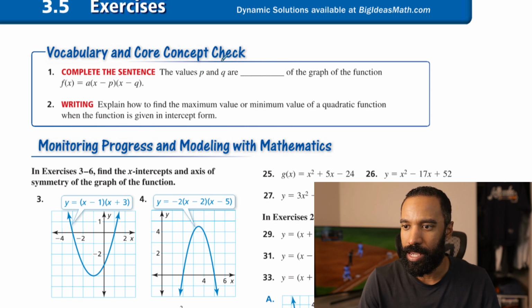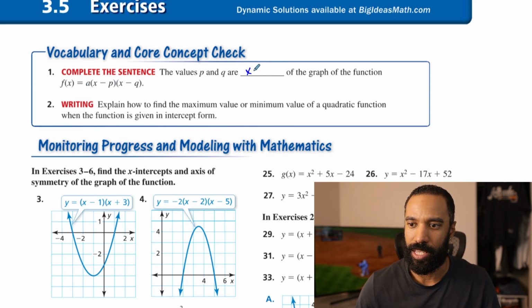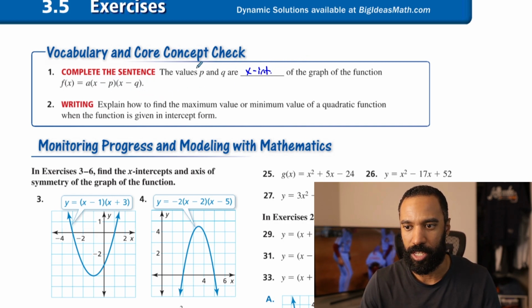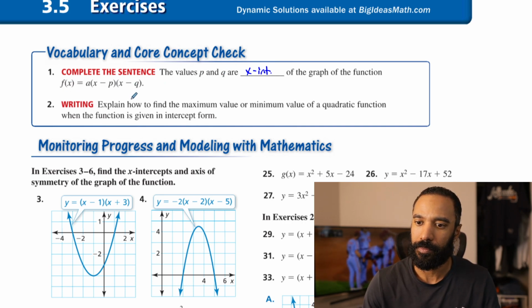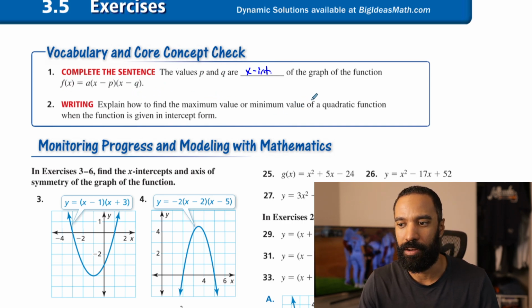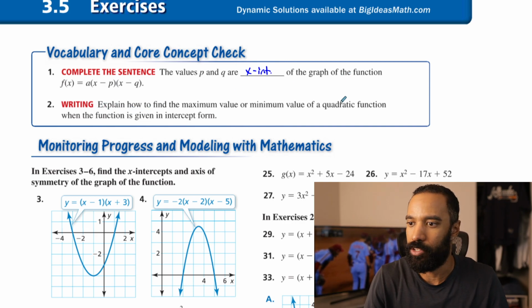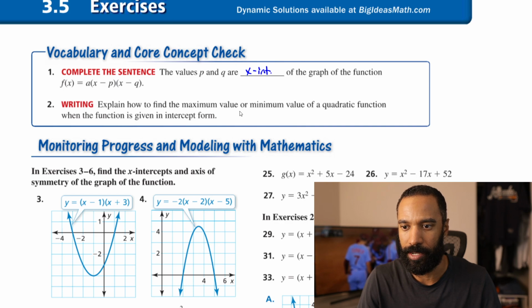The values p and q are blank of the graph of the function here. They represent x-intercepts of f of x equals a times x minus p times x minus q. P and q. When you set that equal to 0, boom, we're there. Explain how to find the max or min value of a quadratic function when the function is given in intercept form. Okay, there's not much room for me to write on here. I'll just go ahead and type this thing out.